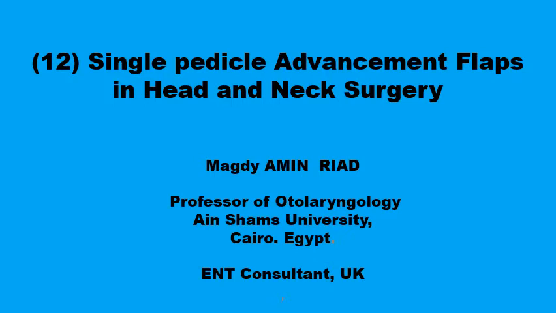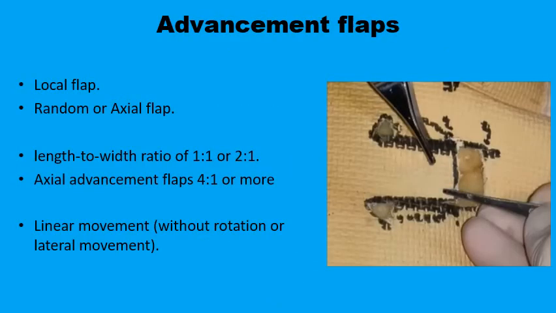This presentation is on the single pedicle advancement flaps, one of the variants of local flaps in head and neck surgery. The planning for the advancement flaps is straightforward. You start with a defect somewhere in the face or the rest of the head and neck that cannot be closed primarily, and you want to mobilize local tissues, nearby tissues, in order to close that defect.